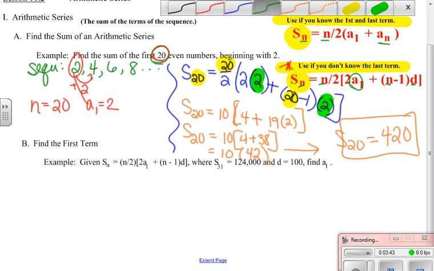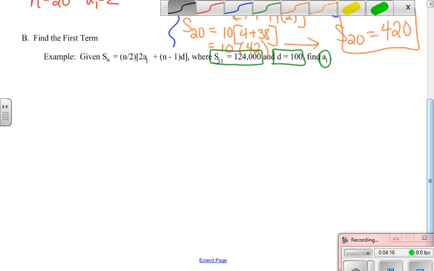So in the next example, they've given me the sum of the 31st term. They've given me D, and they want A1. So I'm going to go ahead and use the second formula. I don't know what the value of the 31st term is. I only know the sum. So I'm going to use the second formula because I don't actually know the term. So I've rewritten it here for you.